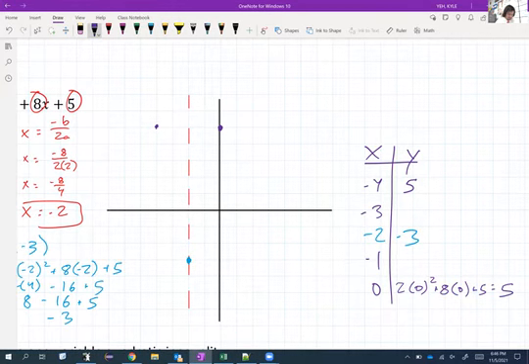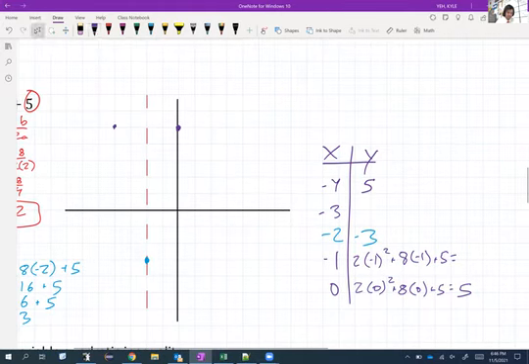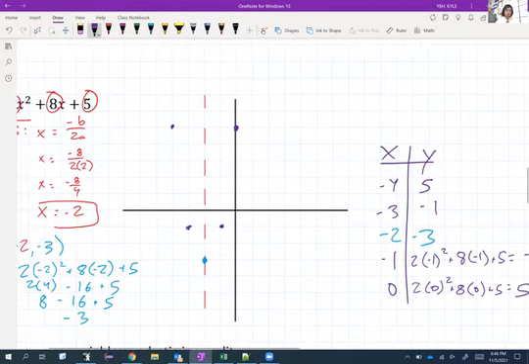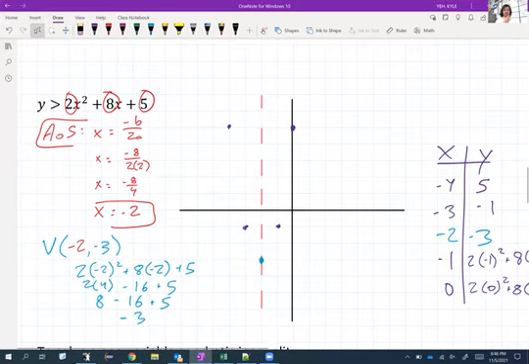What about negative 1? 2 times negative 1 squared plus 8 times negative 1 plus 5 will be 2 times 1, so that's 2, minus 8 is negative 6, plus 5, negative 1. So negative 1, negative 1, and negative 3, negative 1. And we can see our parabola, kind of steep, opening upwards, which makes sense with what we know. So let's ask ourselves, solid or dashed parabola? It is strictly greater than, so it will be a dashed parabola. And we'll just freehand it in as best we can.